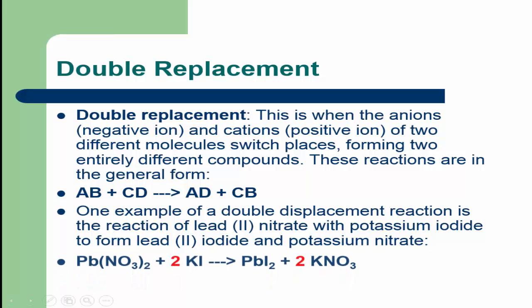So lead 2 nitrate is Pb(NO3)2 plus potassium iodide. Notice that's the AB. CD is potassium iodide. We want A with D, so the metal is going to go with iodine, lead iodide, and potassium nitrate. Double replacement. No sweat.